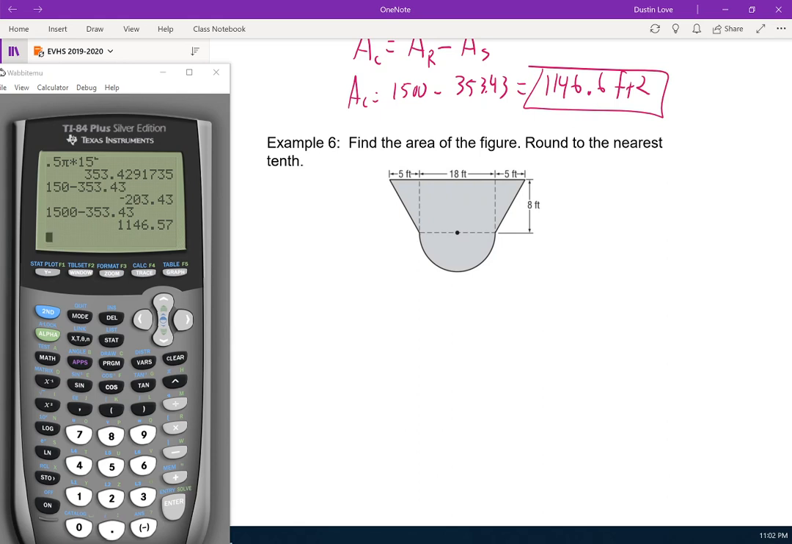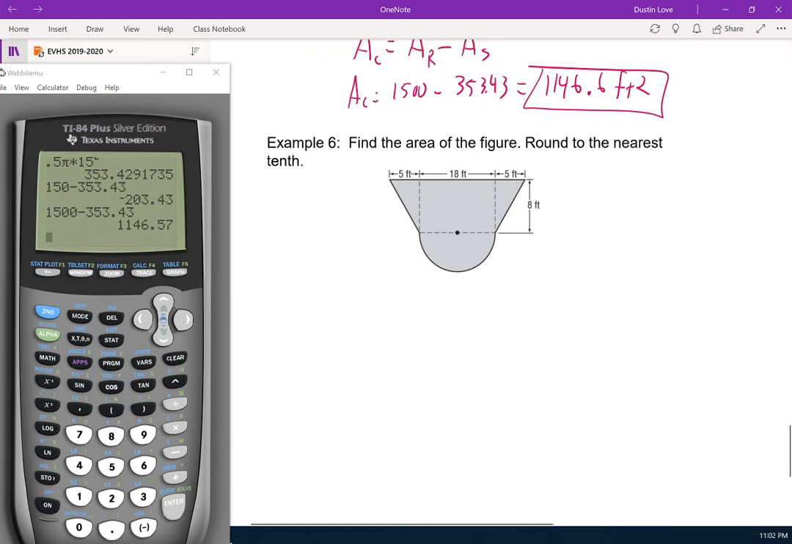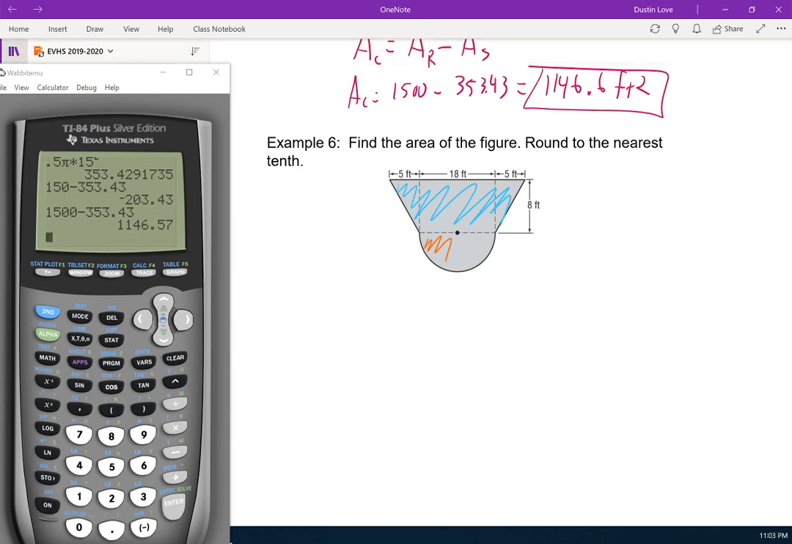I could find 4 different areas: the area of triangle 1, triangle 2, rectangle, and semicircle, and then add all of those together. Or, I think the actual easier route, excuse me, I've got some hiccups, is to treat this entire shape up here as a trapezoid, and then treat this as a semicircle. So just add trapezoid plus semicircle. And I think I'll do that.